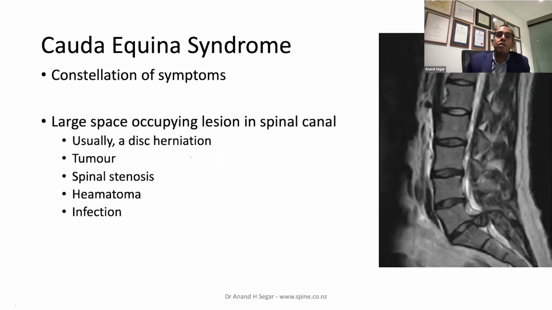So cauda equina syndrome is something that we all worry about, and rightly so, and it's a constellation of symptoms. It's generally a large space-occupying lesion in the spinal canal, usually a disc herniation, but could be a tumor, spinal stenosis, a bleed, a spontaneous epidural hematoma, or post-lumbar puncture epidural hematoma, or infection. And you can see here at L5-S1, there's a large disc herniation compressing the cauda equina.